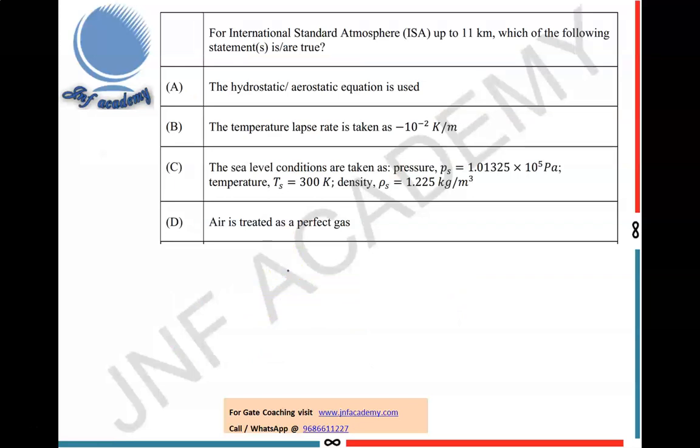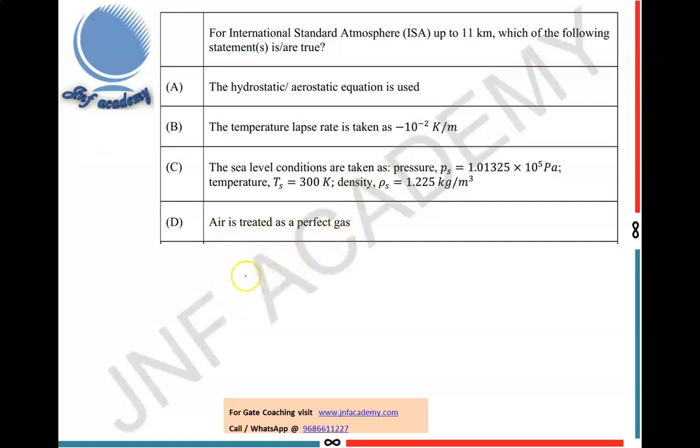Now in this question, for the international standard atmosphere up to 11 kilometers, they mean only the troposphere, right? Which of the following statements is true? A: the hydrostatic and aerostatic equation is used. B: the temperature lapse rate is taken as minus 0.2 Kelvin per meter. C: they have given the standard sea level atmospheric conditions. D: the air is treated as a perfect gas. Out of these, which of the following statements are true?